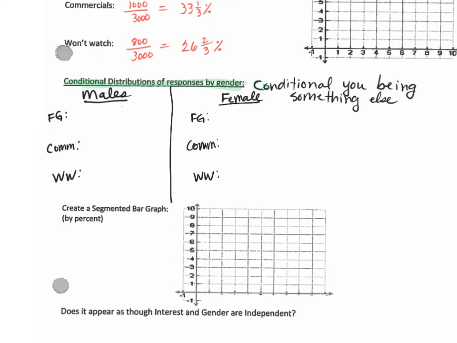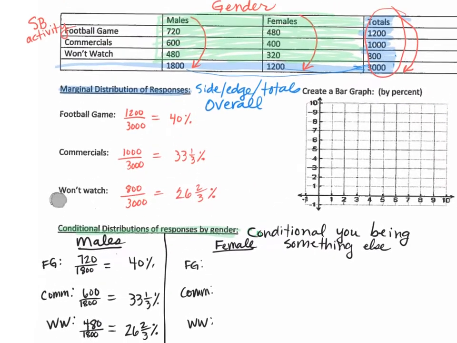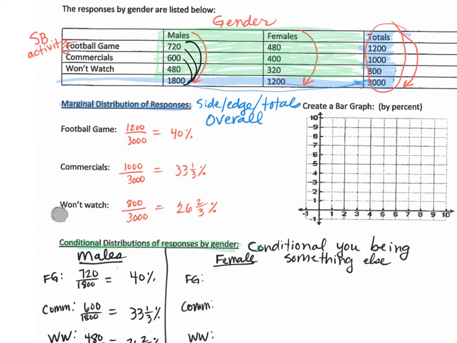Okay, so let's come up with some numbers there. Conditional upon you being a male. How many males were in our sample, by the way? 1,800. Yeah, conditional upon you being one of the 1,800 males, so I know all my denominators will be 1,800. What proportion watched for the game? What was the number there? 720. What's my number for commercials? And then for won't watch? 480. Okay, so guess what those percentages all come out to be? Like magic. 40%, 33 1/3%, and 26 2/3%. Okay, so do you see where those numbers came from? They were these here, these fractions out of the males.